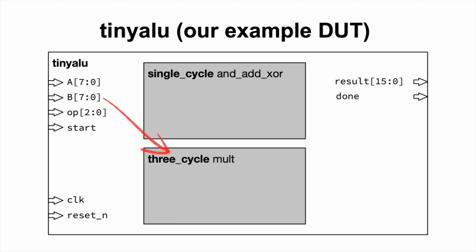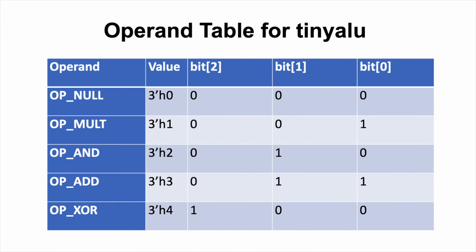And depending on which operand and input you have, the result goes out to result, and the done and start flags control the flow. This is the operand table for tiny ALU. Every operand has a value that is used to decode what is going to happen. Earlier, we were talking about constant propagation in synthesis. That would allow you to put some of the inputs to constants and then allow synthesis to figure out how to reduce logic based off of that constant value.